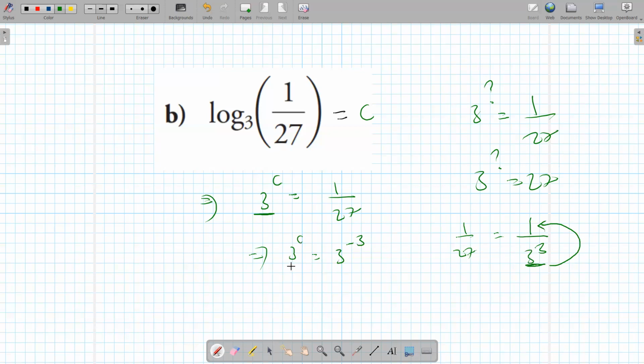Why did we toss it upstairs? Because on the left side, we have it in the numerator. That's why. In order for these bases to cancel out, you need them in the same position. And therefore the answer is C is -3. So this entire thing is equal to -3. Cool?